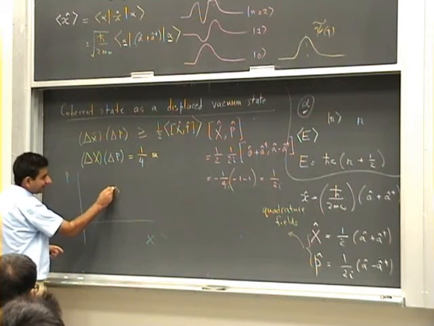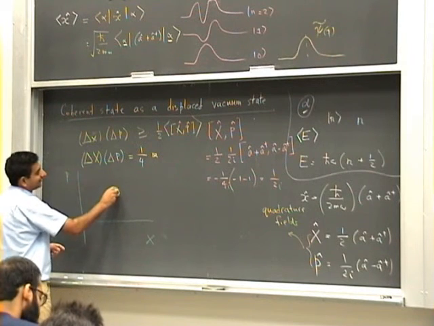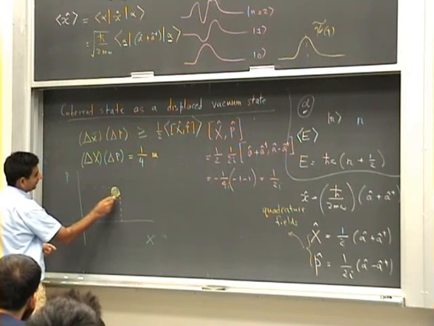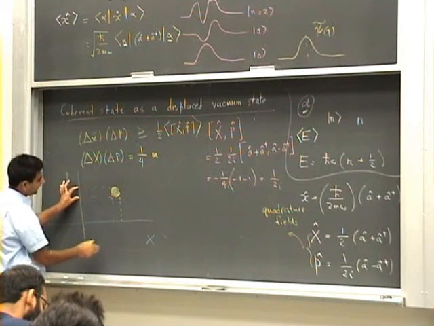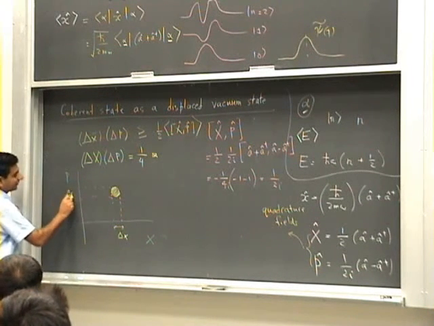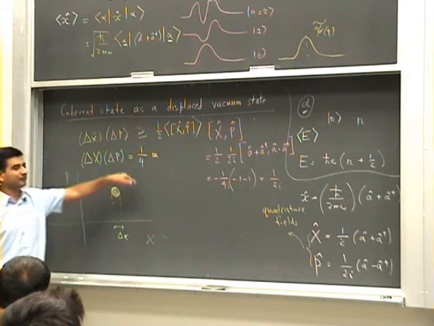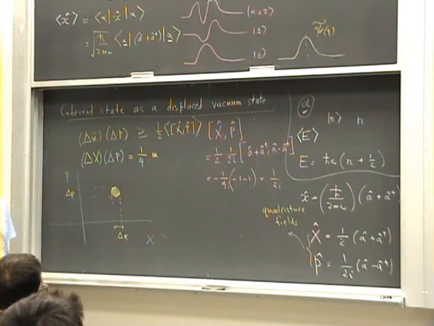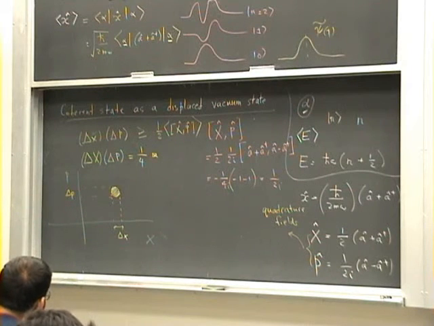I can draw a circle here to represent the coherent state, and the circle is such that this product multiplies with this product, right? This is my delta x for this state, this is my delta p for this state. If I take the product of these, I will get 1/4. So this can be a half, this can be a half. This is how I represent a coherent state on an uncertainty diagram.